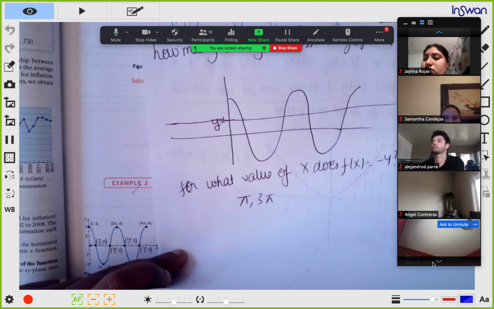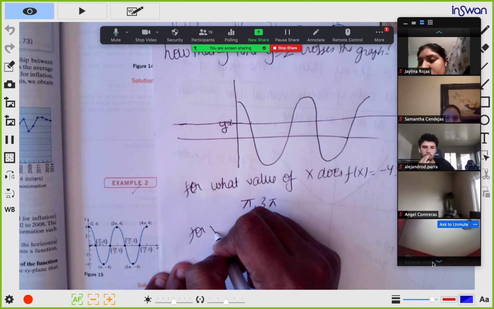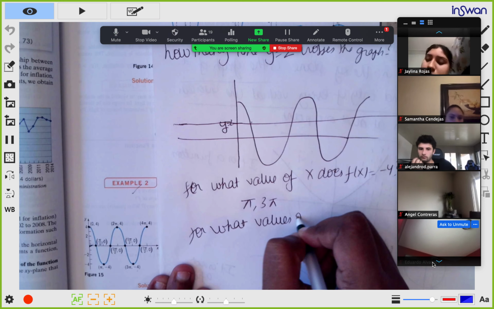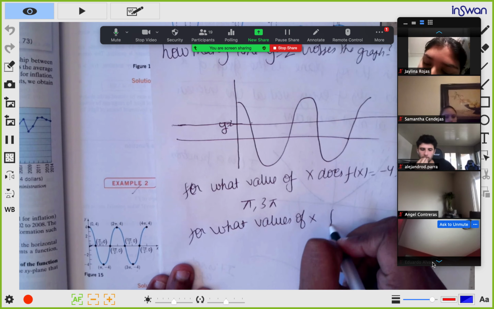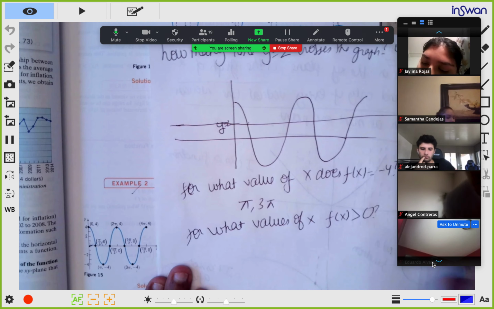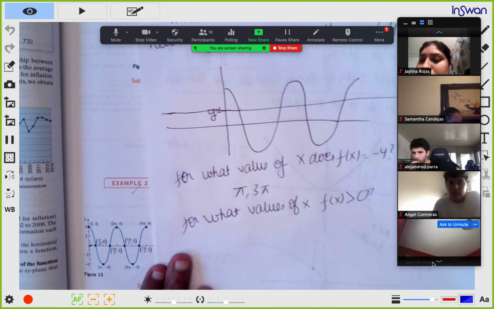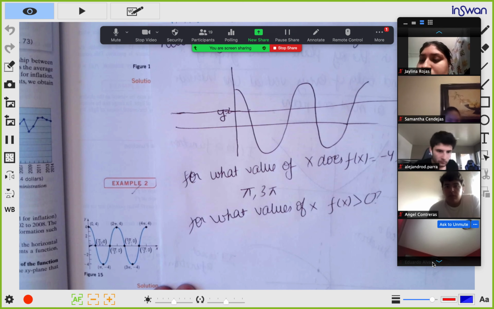For what next part? For what values of x is f(x) positive? I mean f(x) is greater than 0. That means positive. It's saying for what values of x my y is greater than 0. What values of x?